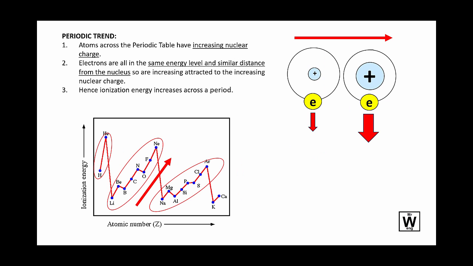So going across, now in some graphs, you won't see these little anomalies here, just here and here. You'll only be able to see it just go straight up. And so that is because they are all in the same energy level, the same distance. The electrons are the same distance from the nucleus, but the nuclear charge is increasing. Therefore, the electrons have a stronger attraction to the nucleus, and it takes more energy to remove that electron from the nucleus. So ionization energy increases across a period.